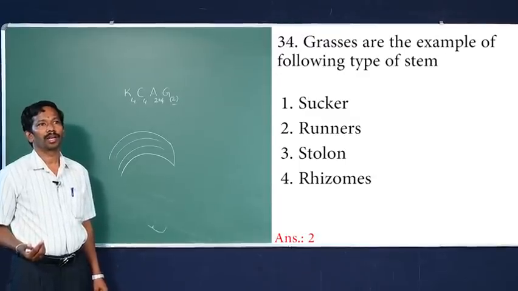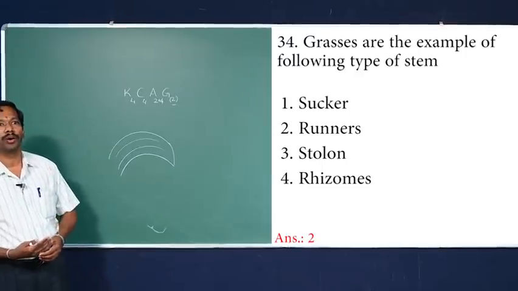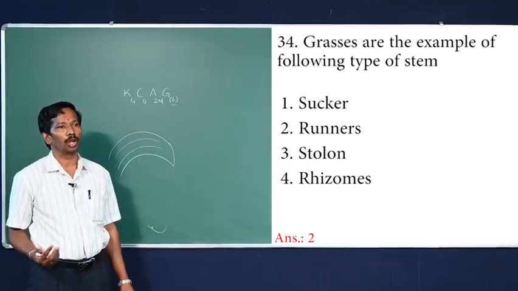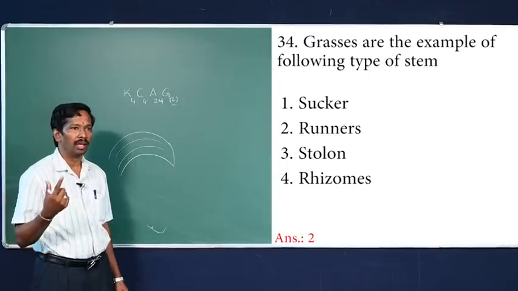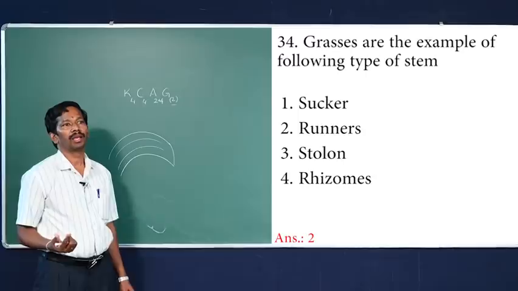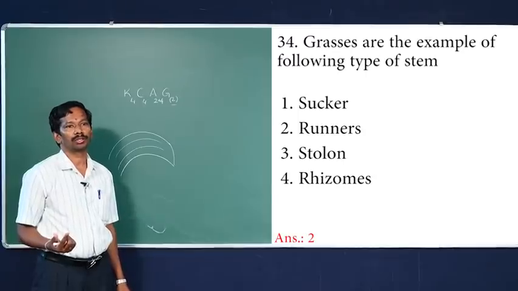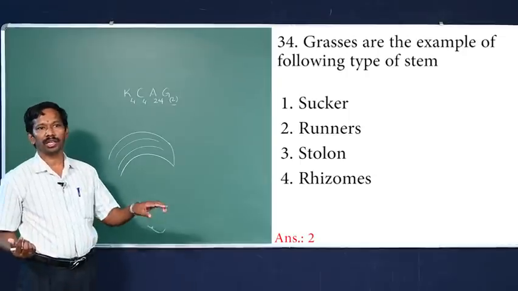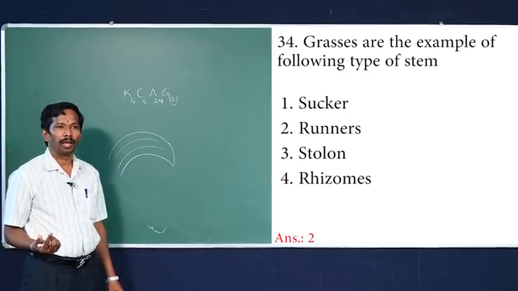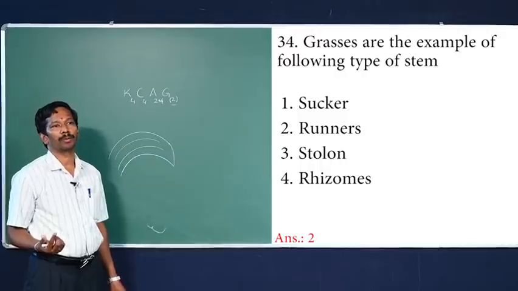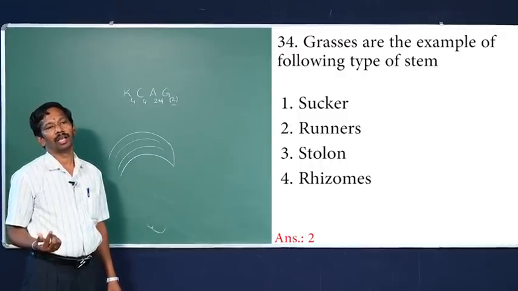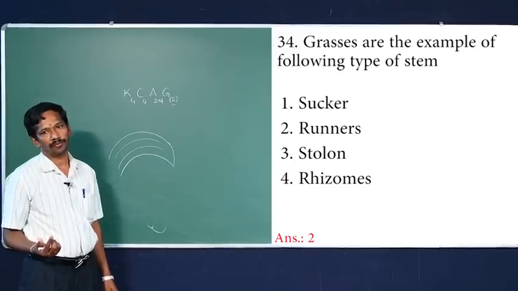Next question 34. Grasses are examples of the following type of stem. Option 1 is sucker, second option runner, third option stolon, fourth option rhizome. And the answer is 2, because runner is a subaerial modification of stem creeping on the surface of the soil, and ultimately they are responsible for propagating into a new plant body, similar to Oxalis and Centella. Answer hence is 2 for 34.